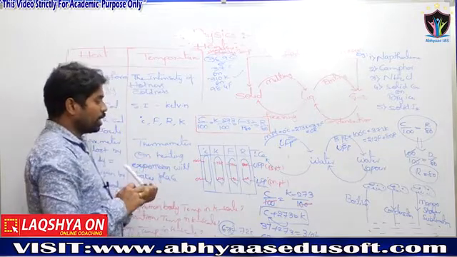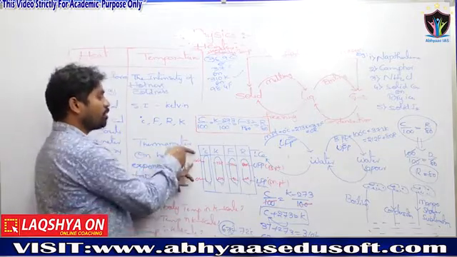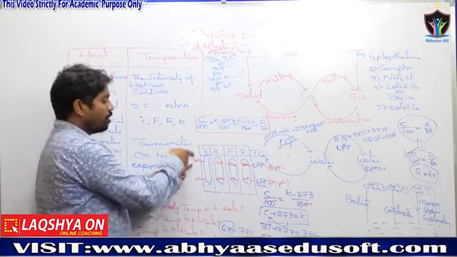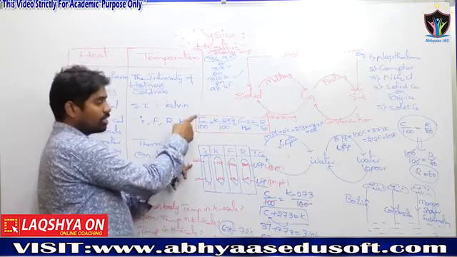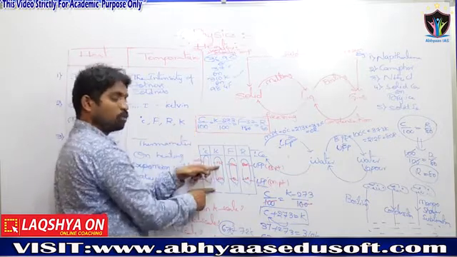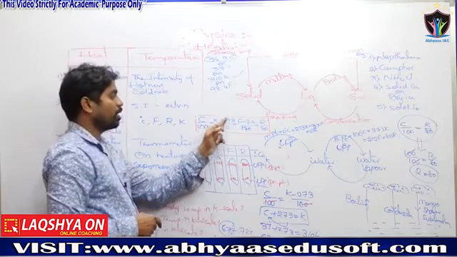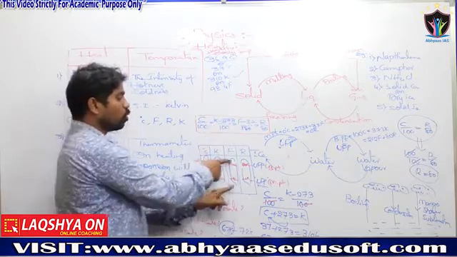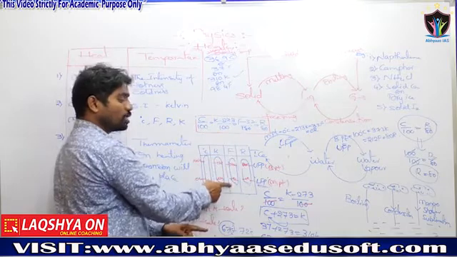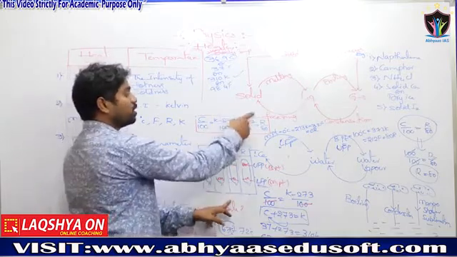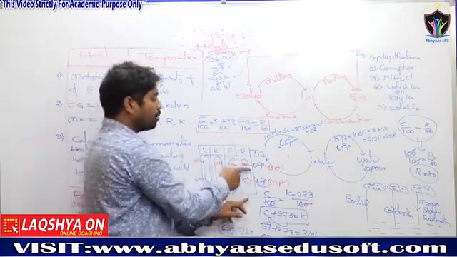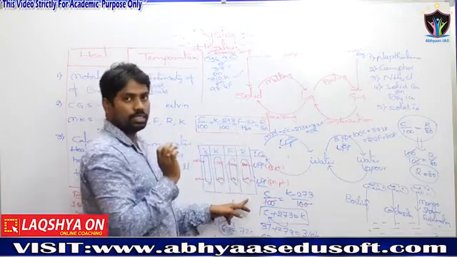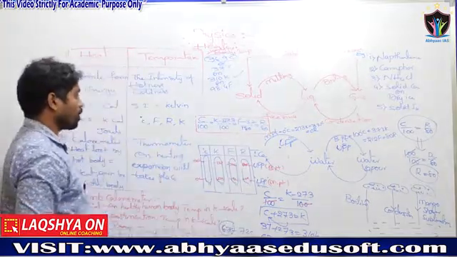If we take the difference of the upper fixed point minus the lower fixed point: 100 minus 0 is 100, so C by 100. 373 minus 273 is 100, that is K minus 273 by 100. Next, 212 minus 32 is 180, that is F minus 32 by 180. And 80 minus 0 gives R by 80.